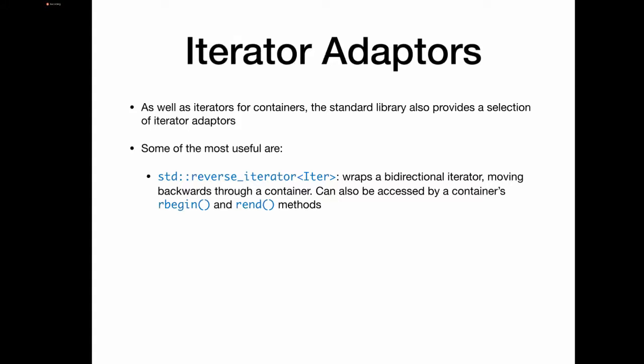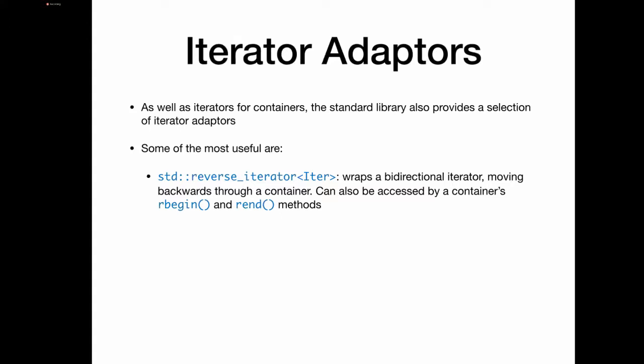There are quite a few of them. Probably the ones that are most useful are reverse iterator. A reverse iterator is a wrapper around a bidirectional iterator, and when you call plus plus on a reverse iterator, it does minus minus on its underlying iterator. And because the reverse iterator is itself bidirectional, if you call minus minus on the reverse, it will call plus plus on its underlying one.